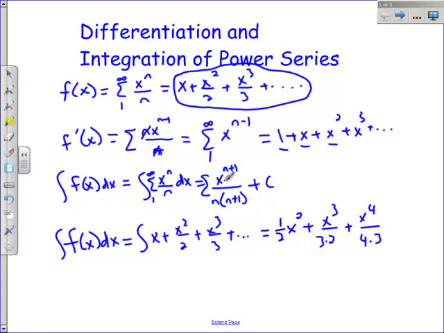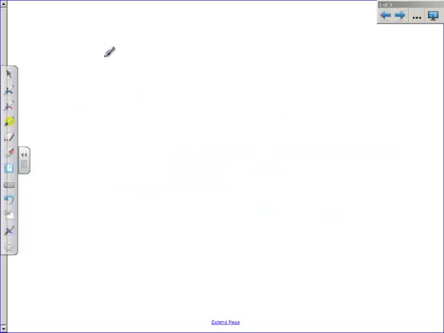And you can see that's what would happen if you actually plugged in your 1 for your n. You get x squared over 1 times 2, which is right there. And if you plugged in a 2, you get x cubed over 2 times 3, and you would get this expansion. So you can integrate from the general term, or you can also just integrate piece by piece. Okay, let's go take a look at a pretty cool example of this.